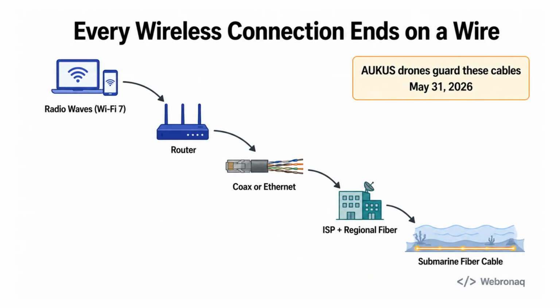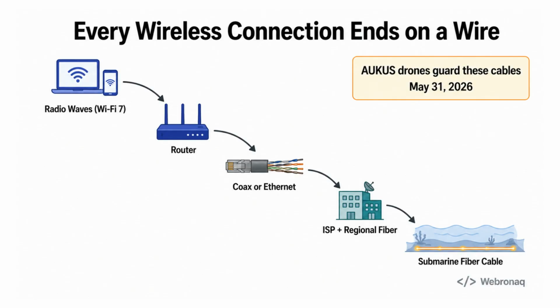Alright, let us bring the whole journey together. Your device sends data as radio waves to your Wi-Fi 7 router. That router connects via coaxial or Ethernet cable to your ISP. The ISP passes your data onto regional fiber and then onto a submarine cable on the ocean floor, where it races at roughly 69% the speed of light across continents.